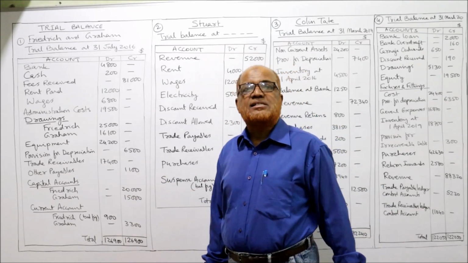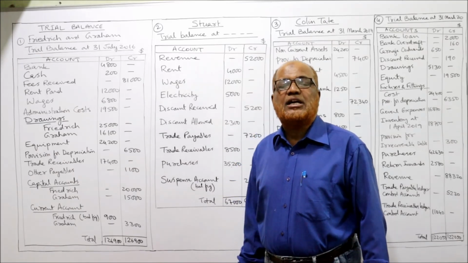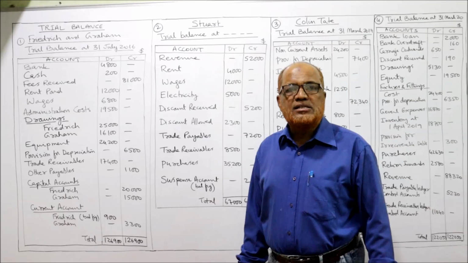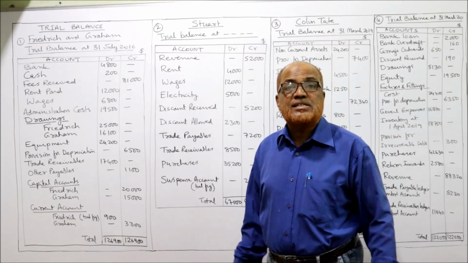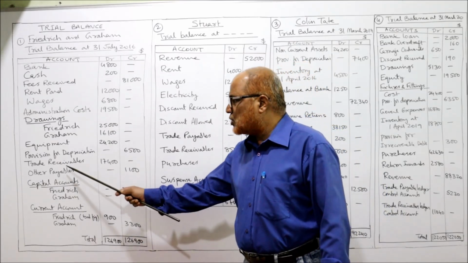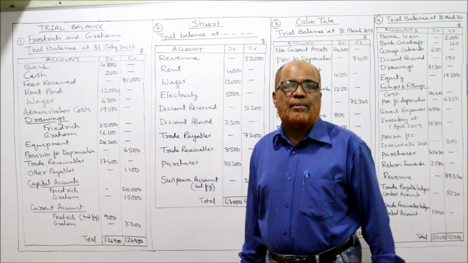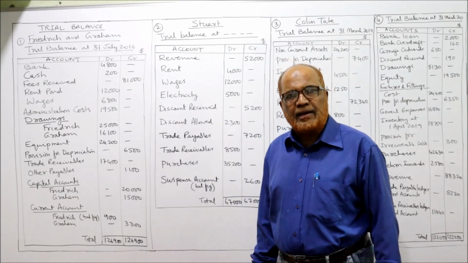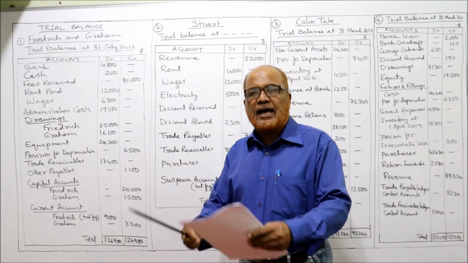Next one, trade receivable. This is the amount due from customers, credit customers. Trade receivables are the amount due from credit customers. So it's an asset. Trade receivable is an asset. So debit side. Next, other payables. Payable is a liability. Payables are liabilities. So it will show a credit balance. Other payables, credit. Then capital accounts.